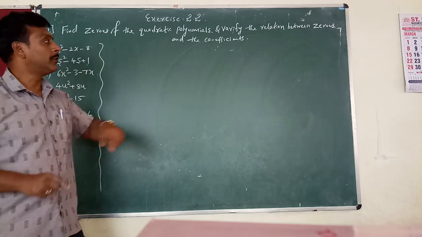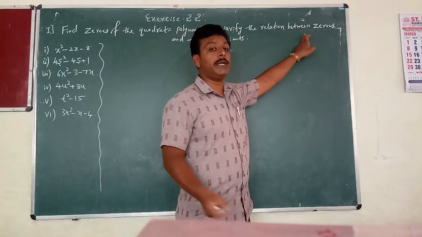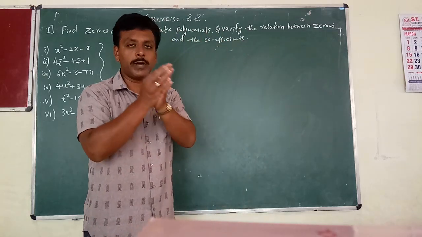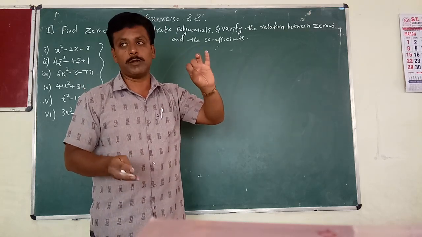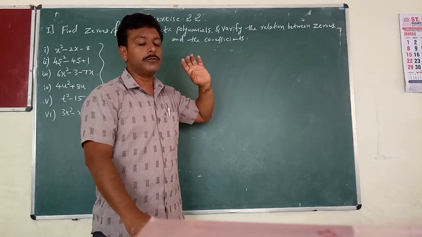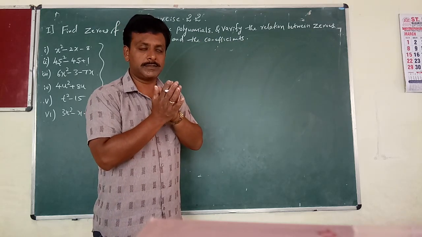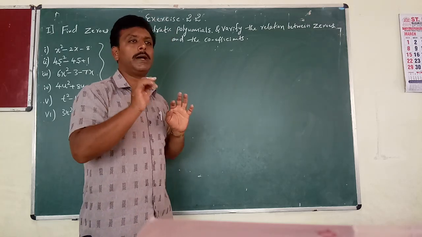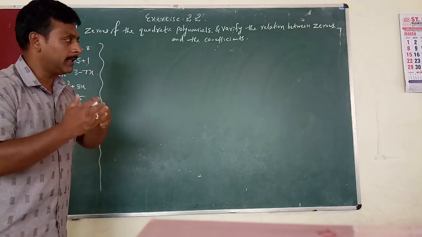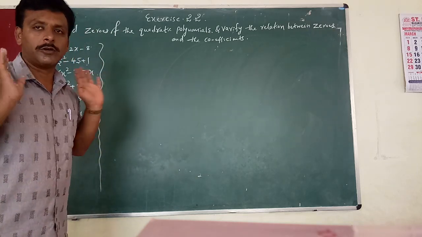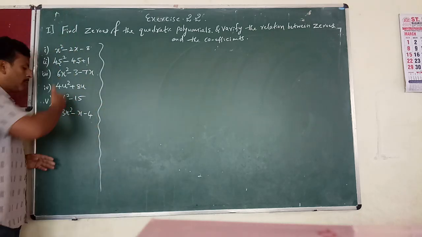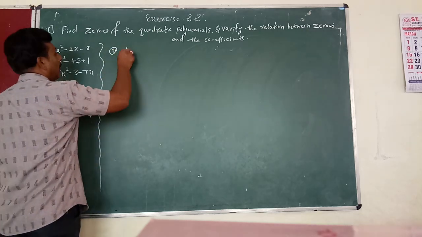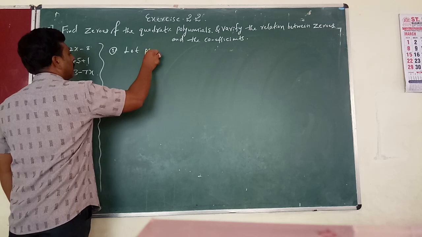After that we have to verify the relation between the zeros and the coefficients, that is, a, b, c of ax square plus bx plus c, and the zeros. What we studied in the last class, the sum of zeros and product of zeros, with the formulas minus b by a and c by a. Using those, we have to verify whether LHS is equal to RHS or not. That we have to check. Here there are 6 sums. I am going to take the first sum. So this is the first sum. Let me take P of x because it is a polynomial.